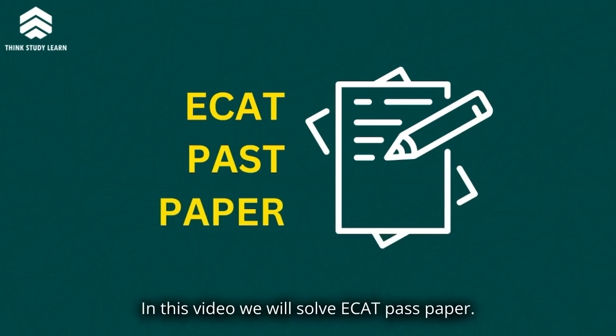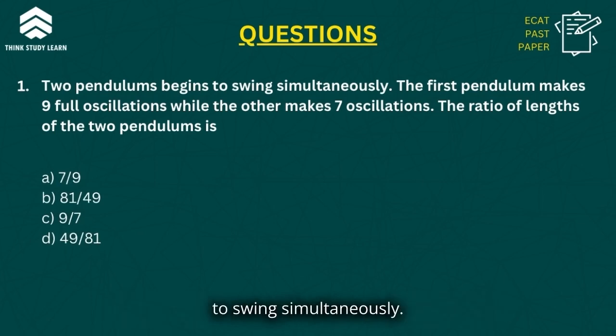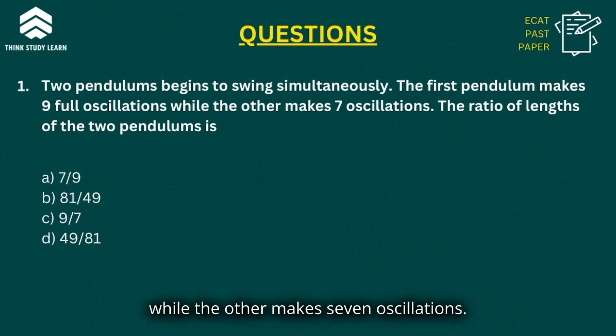In this video, we will solve ECAT past paper. Question 1 says that two pendulums begin to swing simultaneously. The first pendulum makes 9 full oscillations while the other makes 7 oscillations.